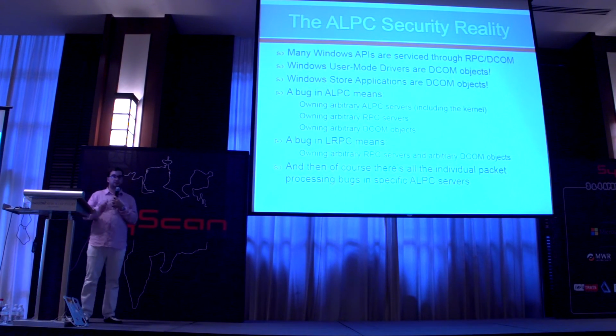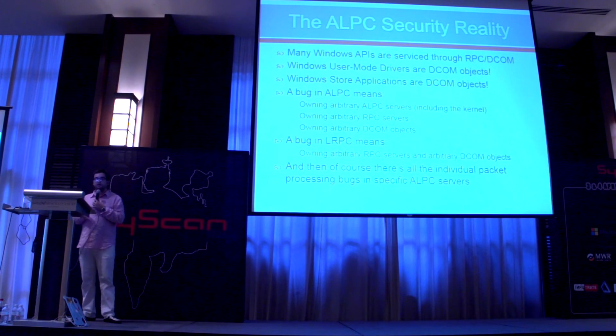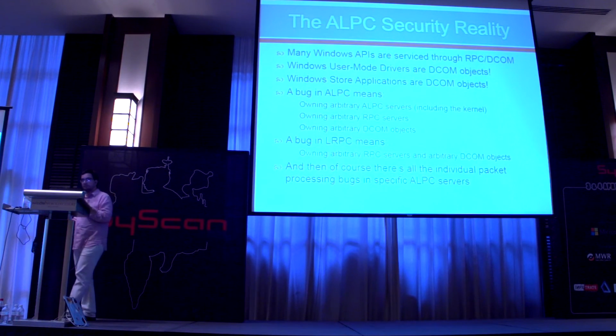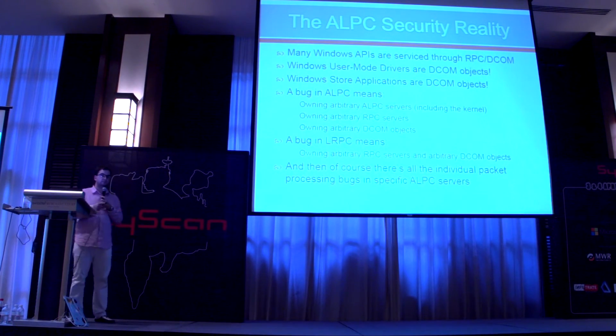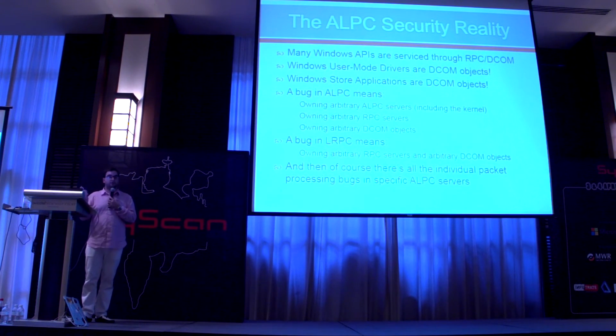You can own any RPC server, and you can own any DCOM object. Now, stepping back a bit, if you find a bug in the RPC runtime over ALPC, which is called LRPC, the local or the LPC protocol behind RPC, then you can own arbitrary RPC servers and arbitrary DCOM objects. So instead of finding bugs in a specific server, you can try to find bugs in the actual runtime in the RPC layer, or even better, in the actual ALPC runtime in the kernel.